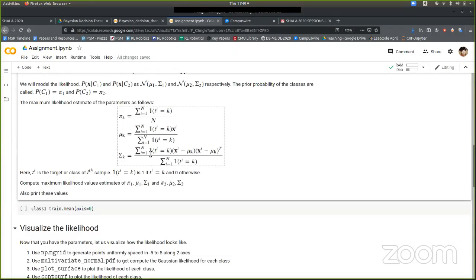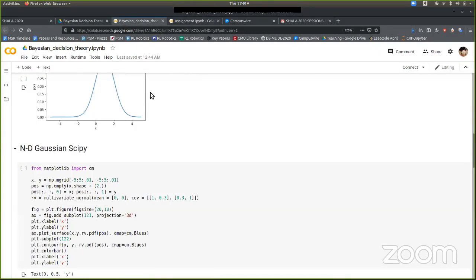So computing the mean was pretty straightforward because you could just do the mean along the column. But computing sigma is slightly complicated. So I'll teach you a NumPy trick that you can use for this value. So let's look at that trick.